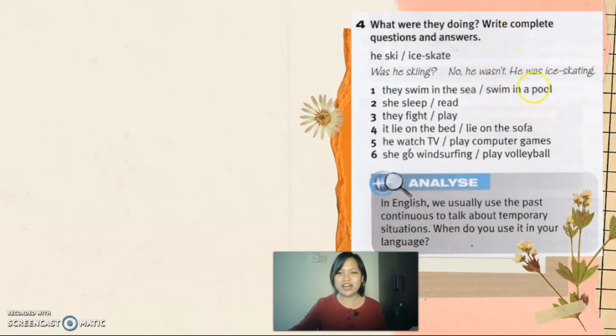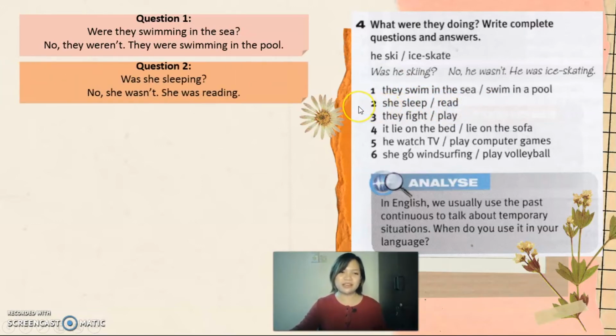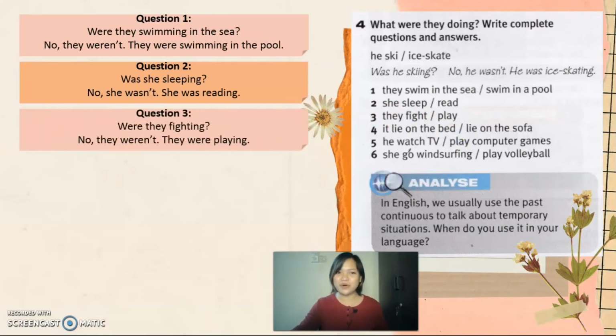Right. Now we try to do question number 1. They swim in the sea, swim in a pool. Okay. So question number 1, were they swimming in the sea? No, they were not. They were swimming in the pool. Is that simple? Right. Let us look at question number 2. She sleeps/read. She's not sleeping but reading. So, was she sleeping? No, she was not. She was reading. Number 3, they fight, play. Were they fighting? No, they were not. They were playing.